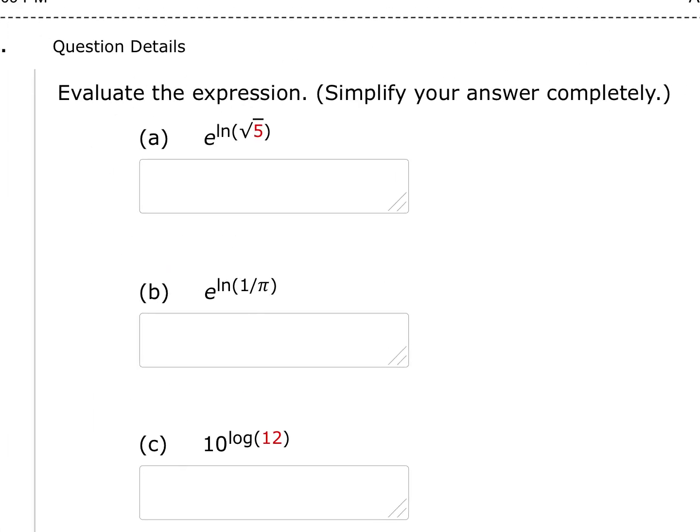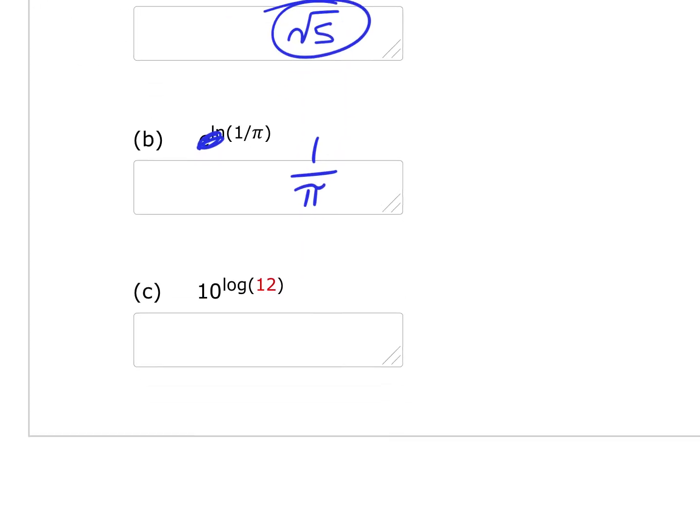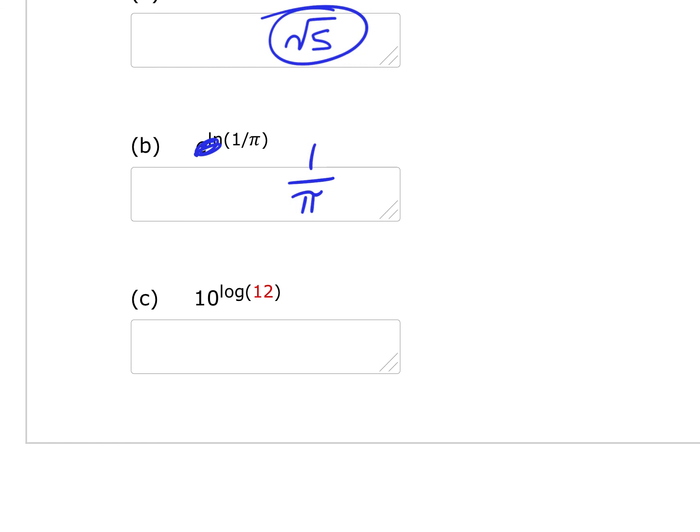Did we talk about any with square roots in our exponents? No, does it matter? What are e and ln of each other? They cancel, and it becomes what? Square root of 5. Good. Should we do any where we had 1 over pi as an exponent? No, but what happens with e and ln? They cancel. My answer is 1 over pi. All right, now we look at this one. You're like, always giving us something you didn't teach us how to do.